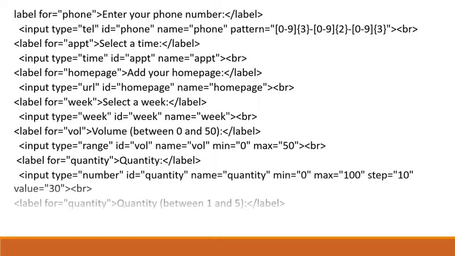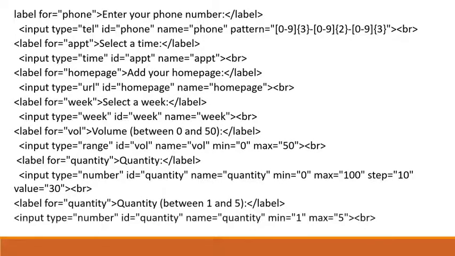Next one, the time control I used, that is label for appointment, select a time, slash label. Input type is equal to time, ID is equal to appt, and name is equal to appt. Next one is URL. So label for home page, add your home page and slash label. Input type is URL, ID is equal to homepage and name is equal to homepage. Next one is label for week. Select a week, where week shows you the year and the month. So it shows you the week. So input type is equal to week, ID is equal to week and name is equal to week.